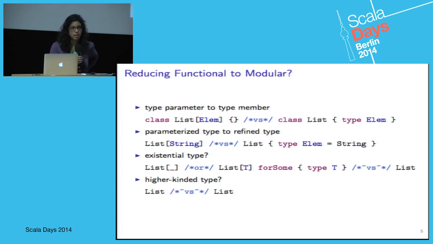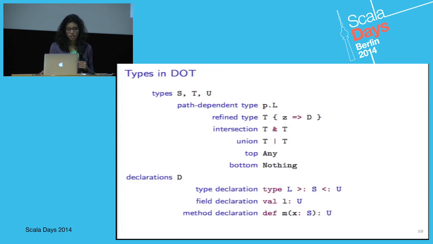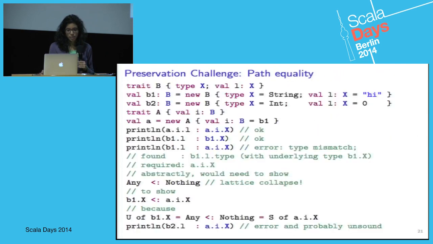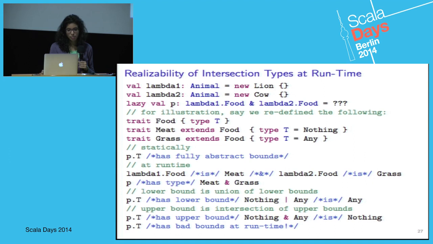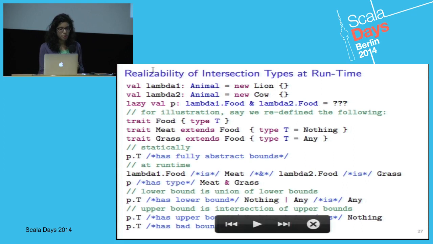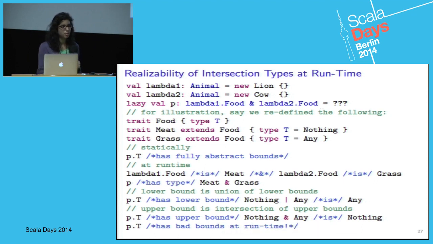And for the second question, yes, we've been trying a lot of things. The reason why just trying to deal with concrete things is hard is because you actually don't know until runtime. It's basically the last example I showed. Basically you don't know whether a type is realizable or concrete until runtime. So for example, here this p, which is lambda1.food intersected with lambda2.food, it might make sense or not depending on what these two animals are, right?